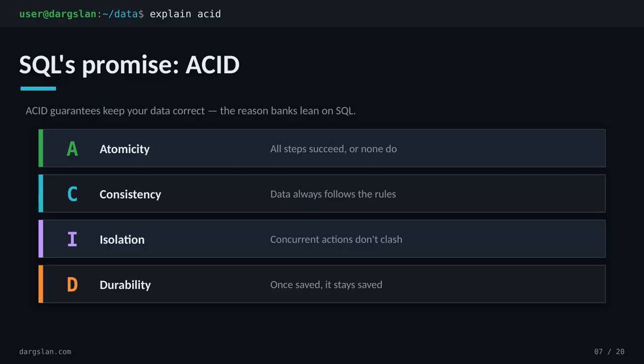Now let's swing back to SQL and talk about why it's been the default for serious data for decades. It comes down to 4 letters, ACID. Atomicity means a transaction either fully completes or fully rolls back. No half-finished states. Consistency ensures your data always obeys the rules you've defined. Isolation keeps concurrent transactions from stepping on each other. And durability guarantees that once something's committed, it survives crashes, power loss, anything. That's why banks trust SQL with your money.